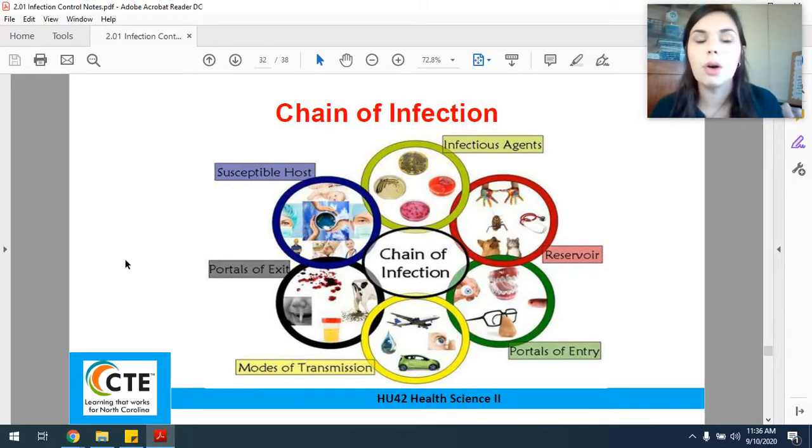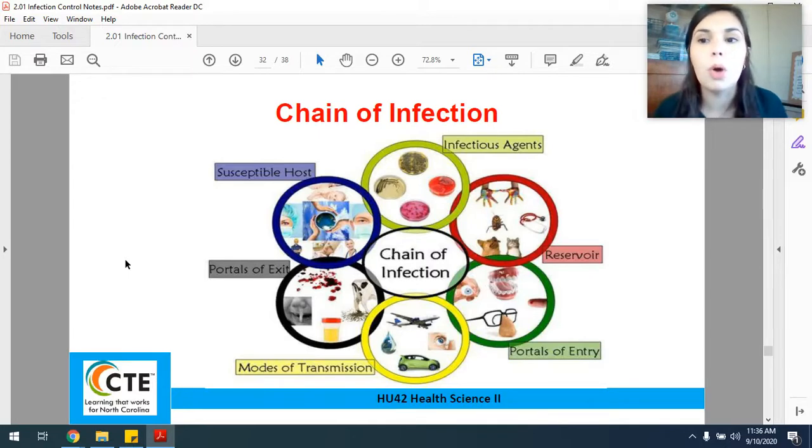infection control. And so hopefully that kind of enlightened you to the chain of infection and what that can look like. So here is an actual image of the chain of infection. There are multiple different chains and they're all interlinked together. And when you break one link, then you're able to break the cycle of that chain of infection.